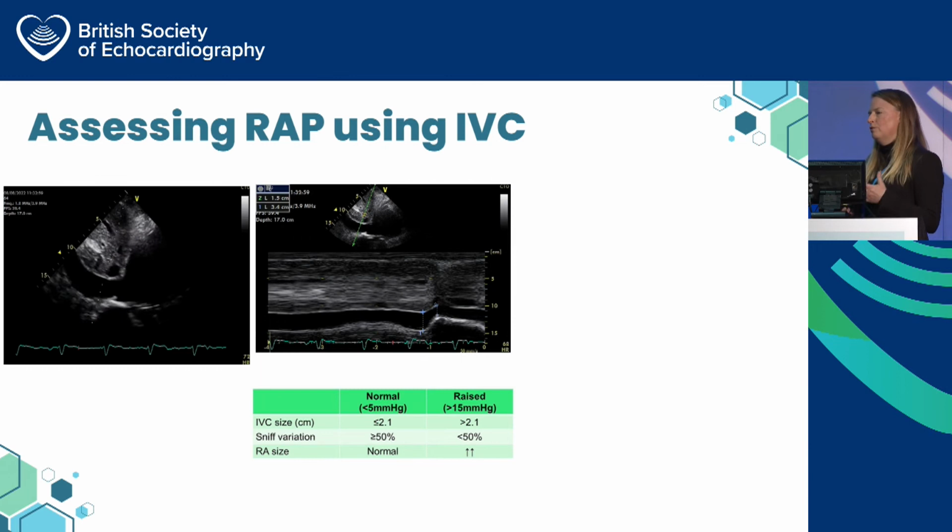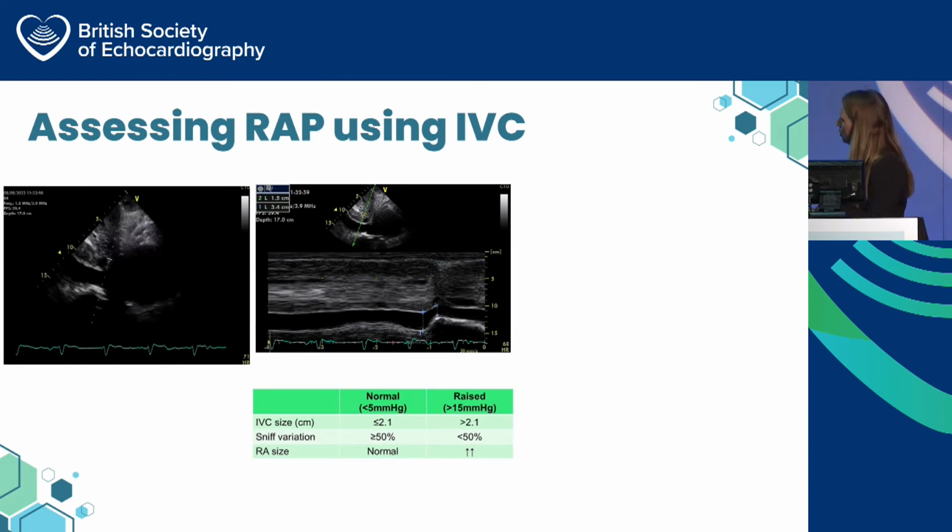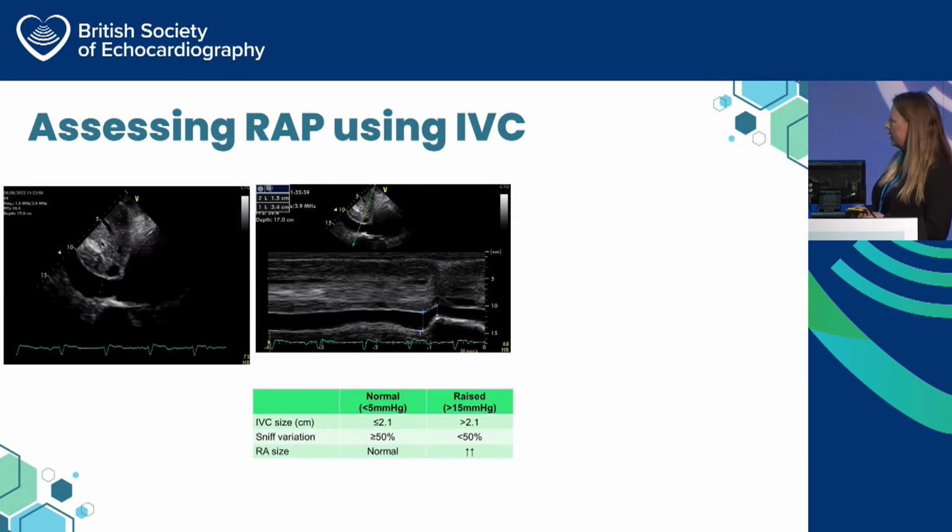I'm not a fan of doing it with M mode. So in the middle, I've shown you an M mode of a patient, and it shows you that the maximum diameter of the IVC is 3.4, which is big, and then the minimum diameter on the M mode is 1.5. And that suggests to us it's a big IVC, but it collapses by more than 50%.